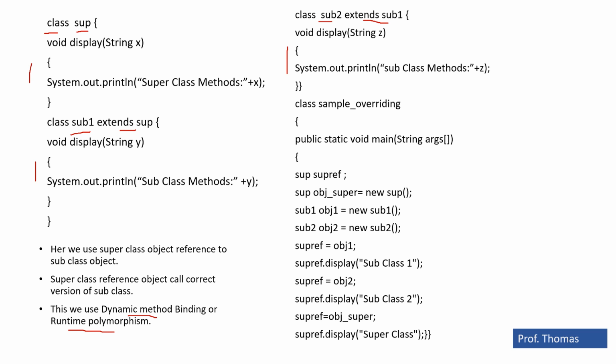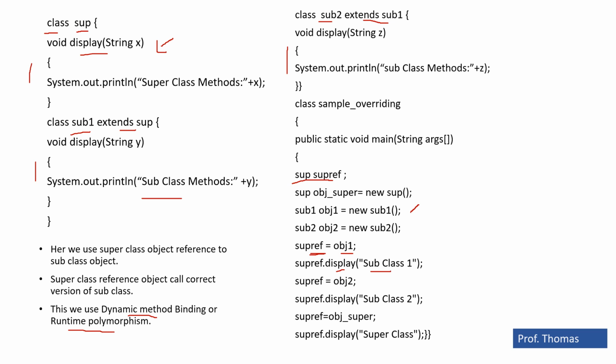The subclass overrides the superclass method void display. To call the correct versions of the method, just use the reference object. We create a superclass reference object. The superclass reference object refers to the subclass object. The object 1 is the object for subclass 1. Super dot display just calls the subclass method 1.